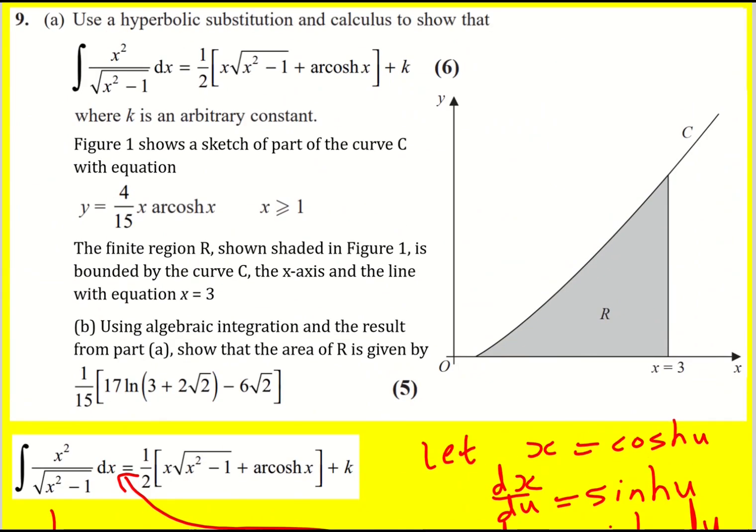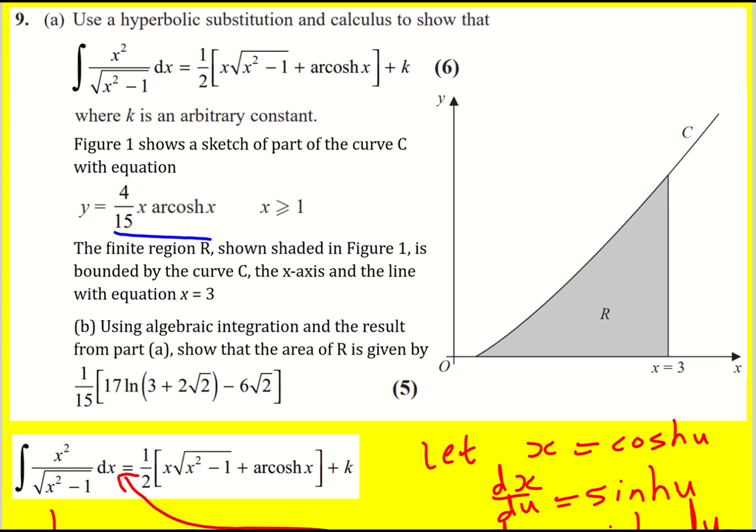Okay, so remember, if you got stuck with any of those parts along the way, we've got our results, and now we're going to be trying to find an area. So figure 1 shows a sketch of the part of the curve C with this equation here. It's just related somewhat. It's got an arcosh in there. And then the finite region shaded in figure 1 is bounded by the curve C, the x-axis, and the line with equation x equals 3. We're asked to use integration to show that the area of R is given by this.